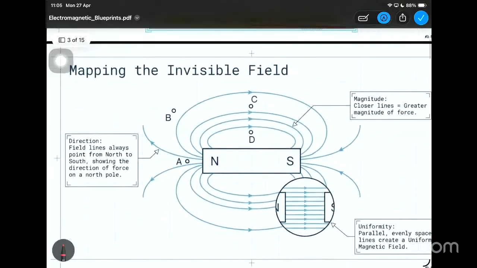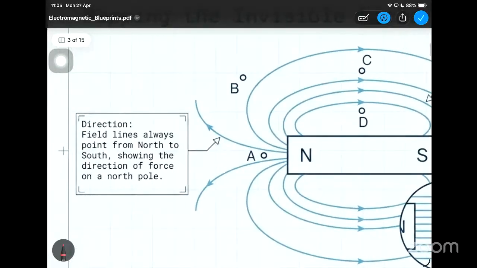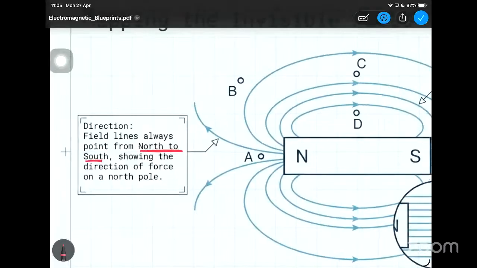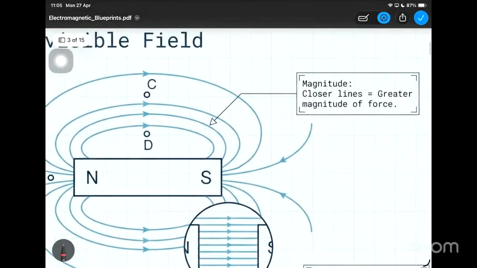And mapping the invisible field, which means the magnetic field here, right? When it comes to magnetic fields, we cannot actually see them, but using different sorts of experiments, we can see the directions of the magnetic fields as well, right? So here, the direction is given. Magnetic field lines always point from north to south, showing both the direction and the magnitude. So this is something special, right?